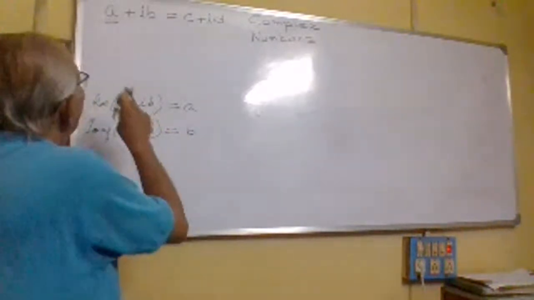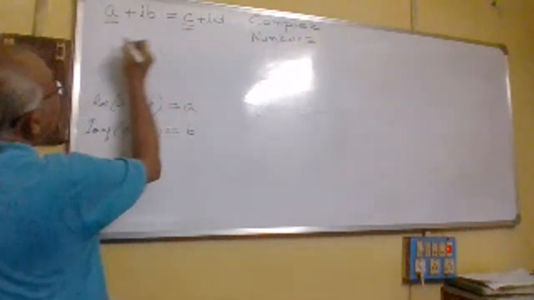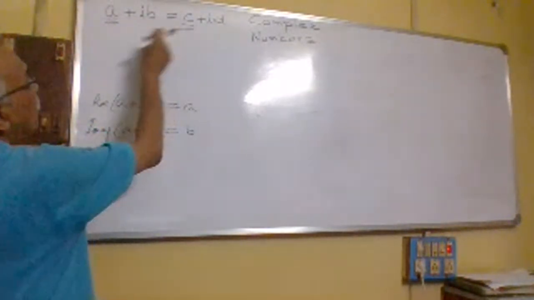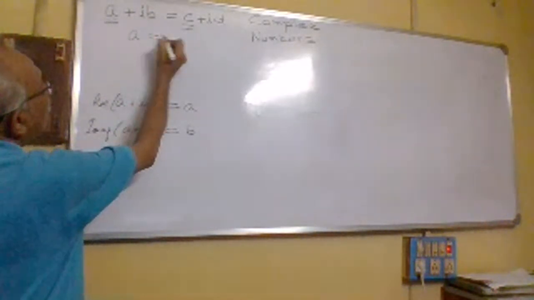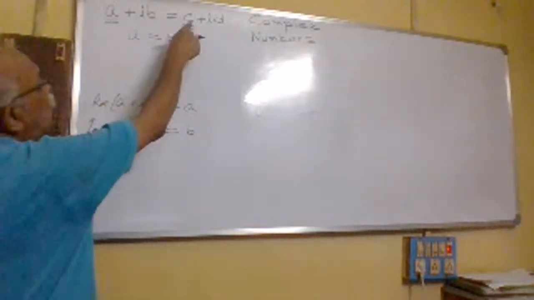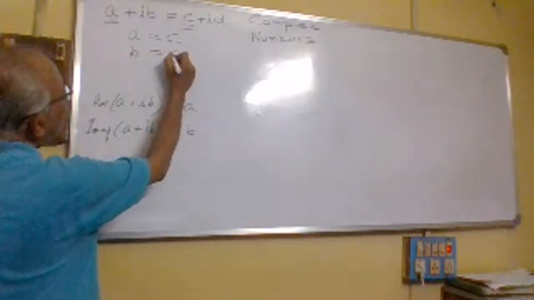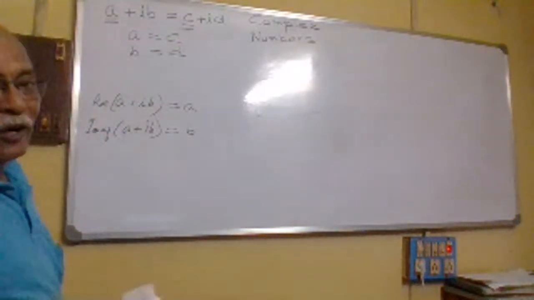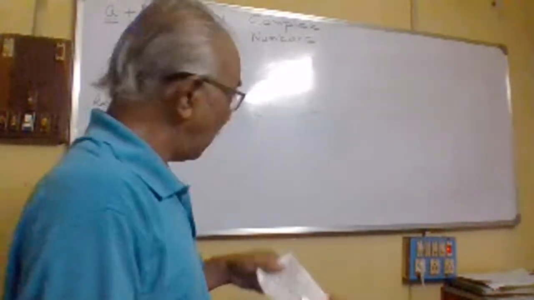Now, real part equals real part. From this equation, this is a complex number, this is also a complex number. If these two numbers are equal, from here we will conclude that a equals c, that is, the real part of a plus ib equals the real part of c plus id. And b equals d, that is, the imaginary part of this equals the imaginary part of this. This is a property of complex numbers.